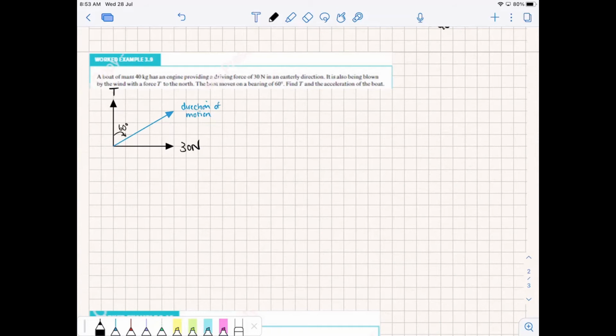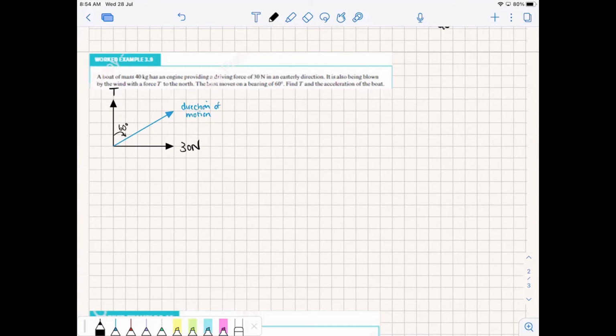The boat moves on a bearing of 60 degrees. Right, so a bearing, remember, bearings start from north, so from the vertical, and then we go clockwise the number of degrees given. So we were told 60 degrees, so we start at north and we go around in a clockwise direction 60 degrees, right? So the opposite way to trigonometry. Trigonometry goes the other way. Bearings goes clockwise, trigonometry goes anti-clockwise. They want us to find T and the acceleration of the boat.